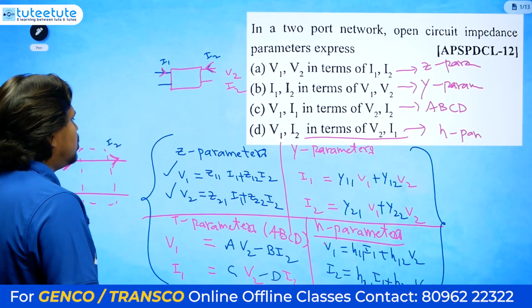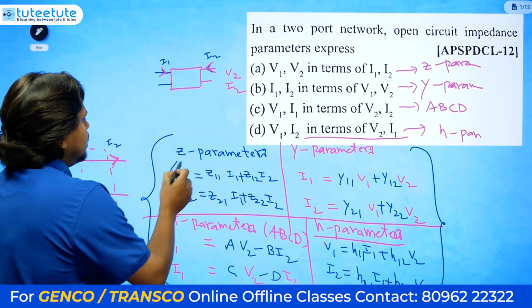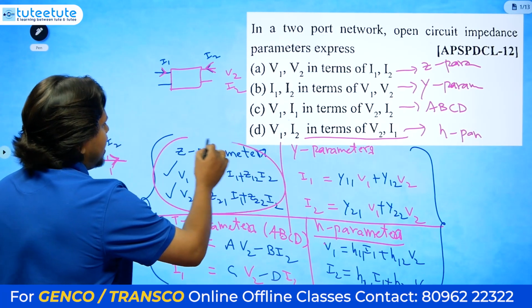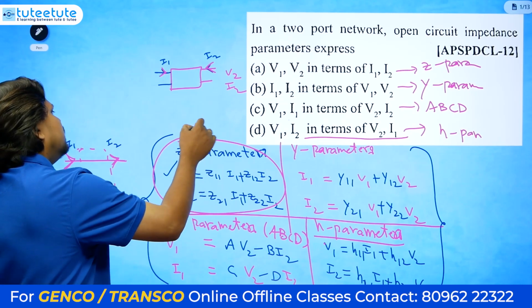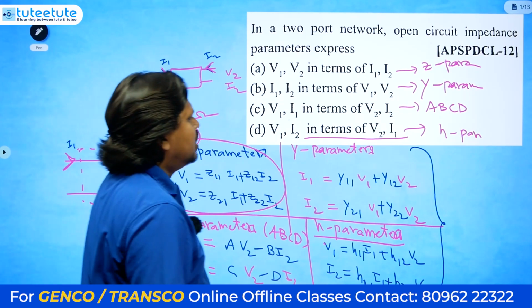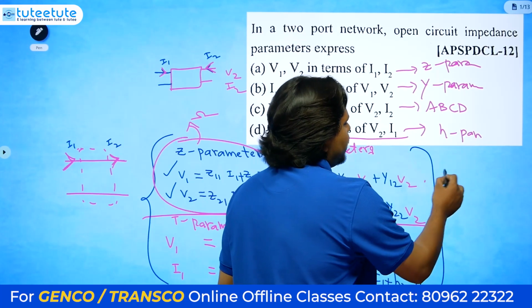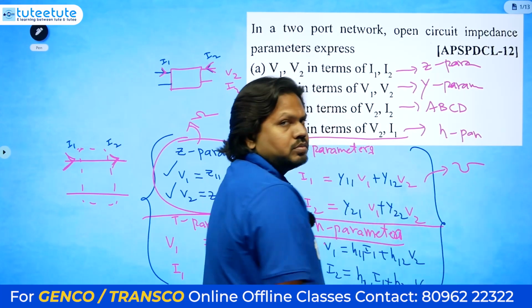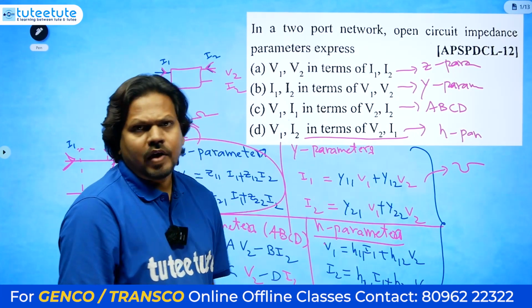One more thing is important for us: the units of each and every parameter. Z11, Z12, everything is in terms of ohms only. But for the admittance parameters, everything will be in terms of mho, the units of Y11, Y12, all these.